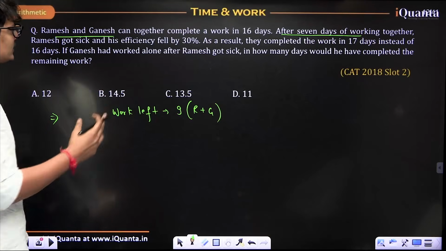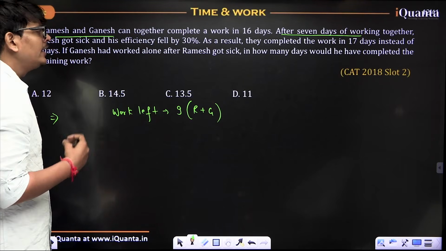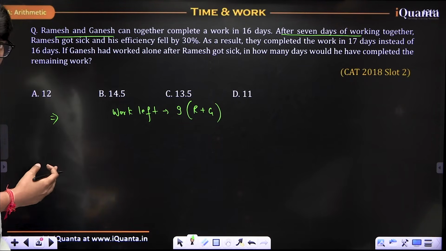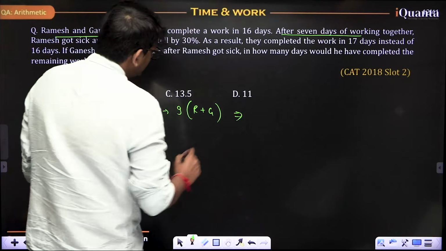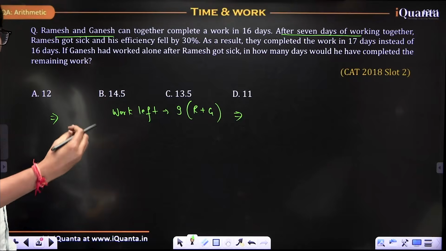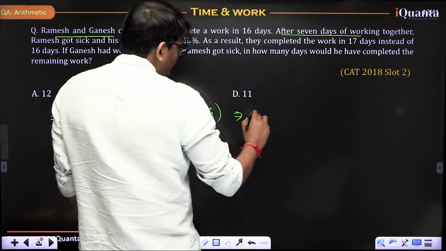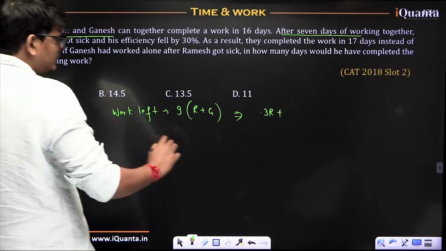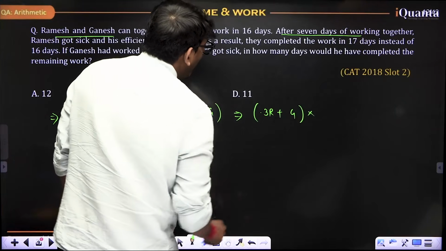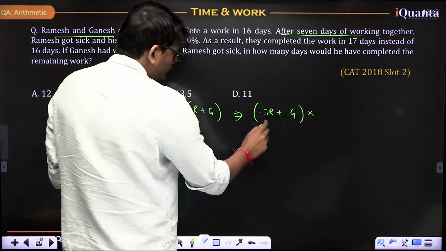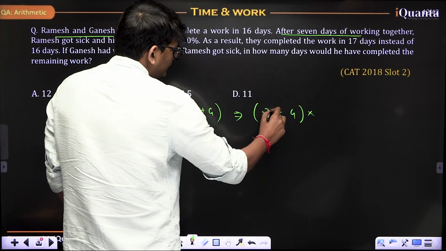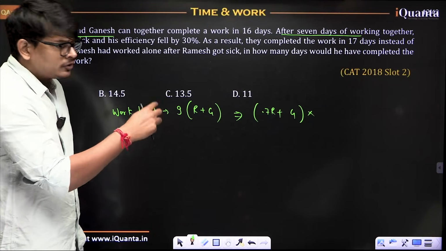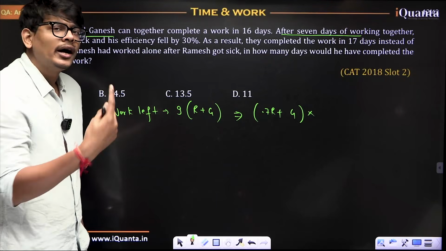Now, Ramesh got sick and his efficiency fell by 30%. As a result, they completed the work in 17 days instead of 16 days. Now here, observe that the efficiency has fallen by 30%, okay? So we can say 0.3R plus G as it is, but they are taking how much time? Okay, sorry, it has fallen by 30%. Sorry, this is 0.7R. And they are taking now how many days? 17 days. So the work which should be done in 9 days, now they are taking 10 days, 1 day extra.